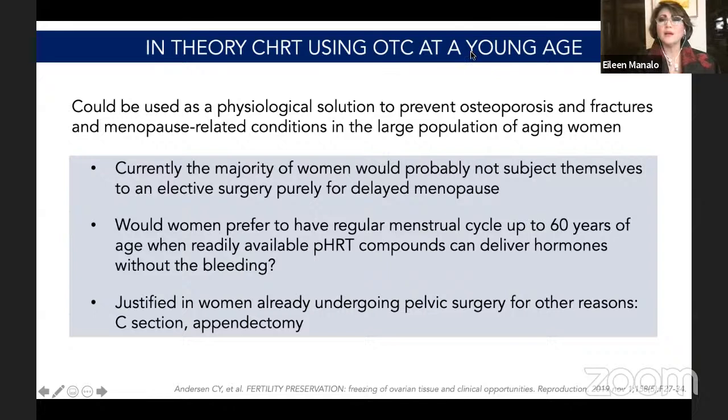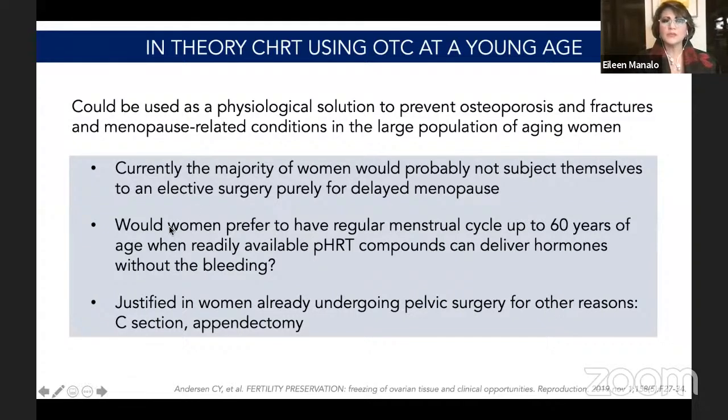Using OTC at a young age can be used as a physiological solution to prevent osteoporosis and fractures and menopause-related conditions in the large population of aging women. Now, currently, the majority of women would probably not subject themselves to an elective surgery purely for delayed menopause, but it may be justified. Say you're dealing with a patient who's already undergoing pelvic surgery for other reasons, such as cesarean section or appendectomy. So this is something that can be offered as an elective procedure with proper counseling.